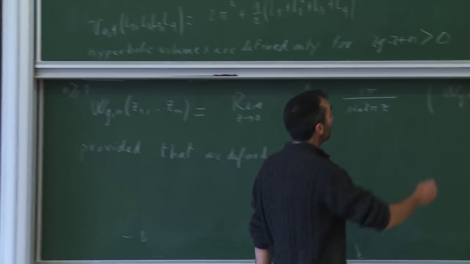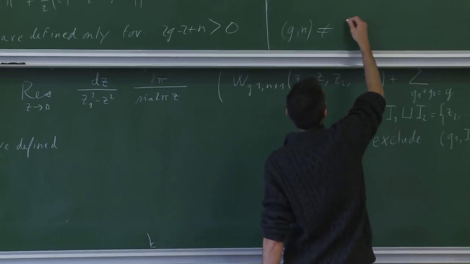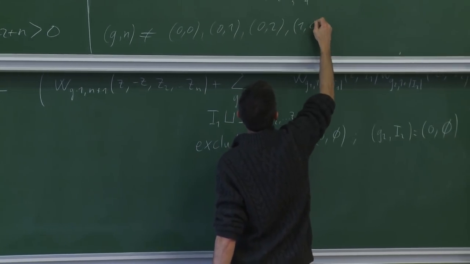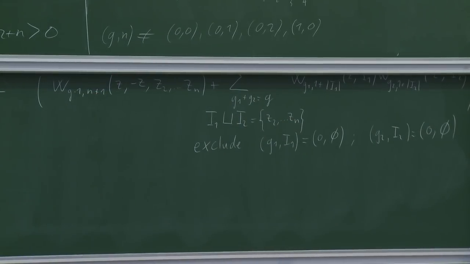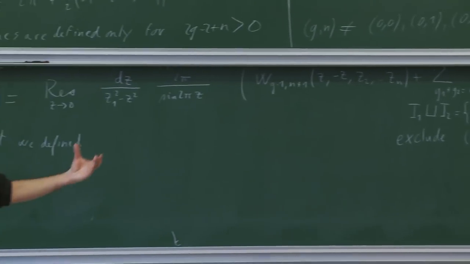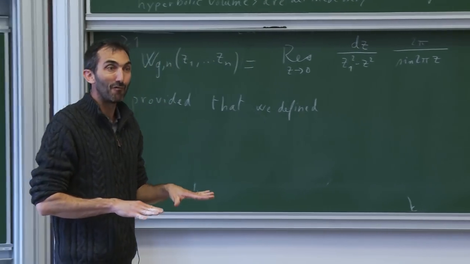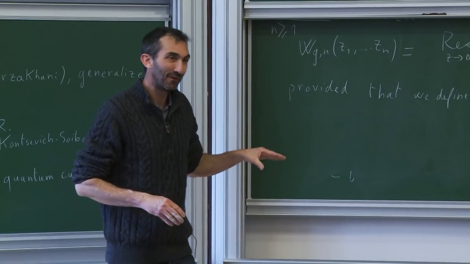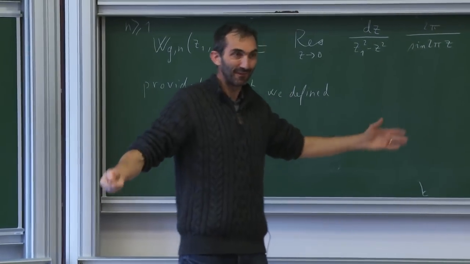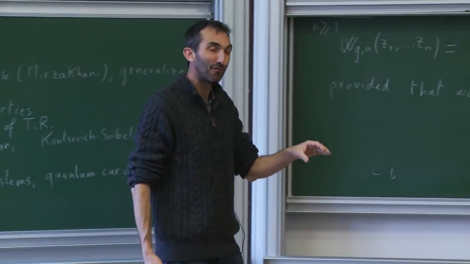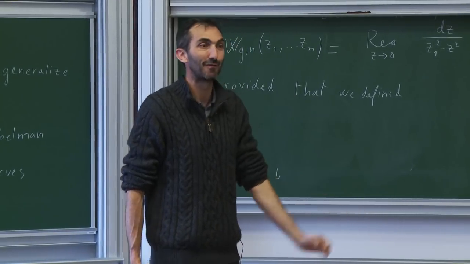Which means that (g,n) must be different from (0,0), (0,1), (0,2), and (1,0). These are the four cases where hyperbolic volumes are not defined, and they are called the unstable ones. Well, see, if you have a surface with constant curvature minus one, two pi times the Euler characteristic is the integral of the curvature, which is the area of the surface, so it must be negative. So for a hyperbolic surface, the Euler characteristic must be strictly negative.